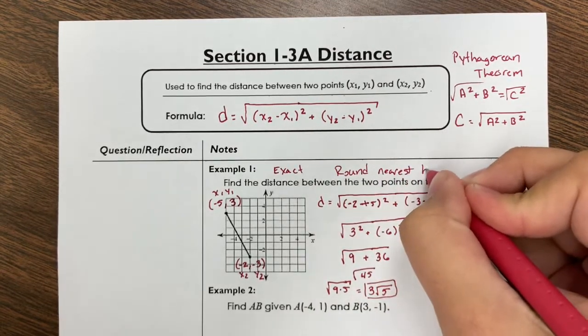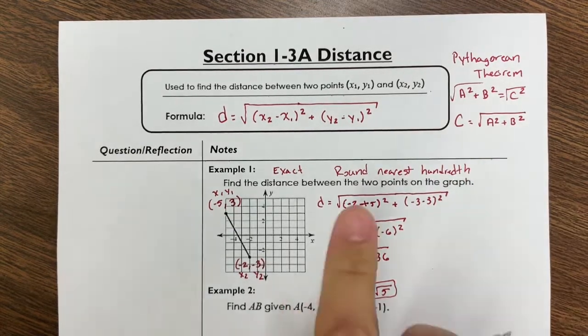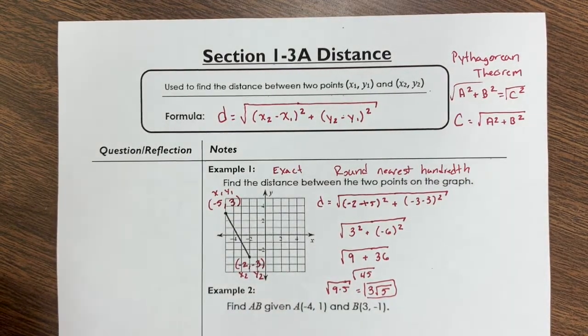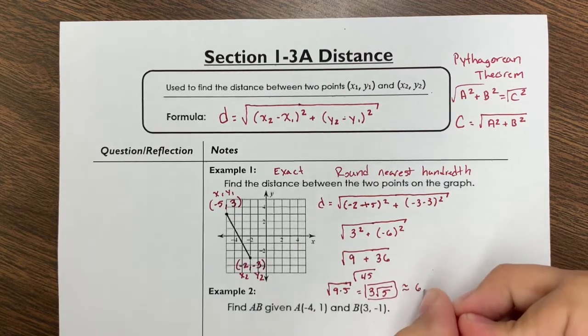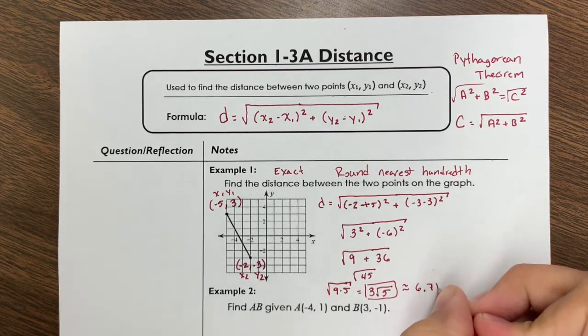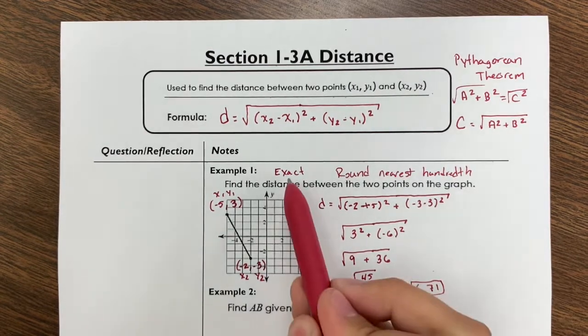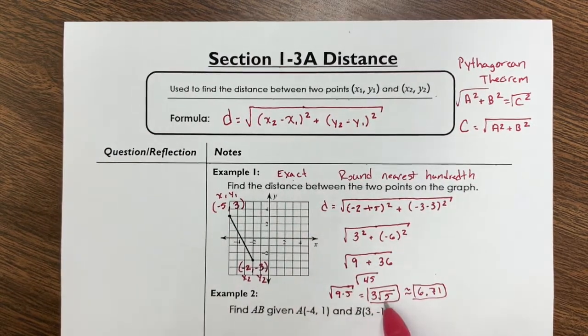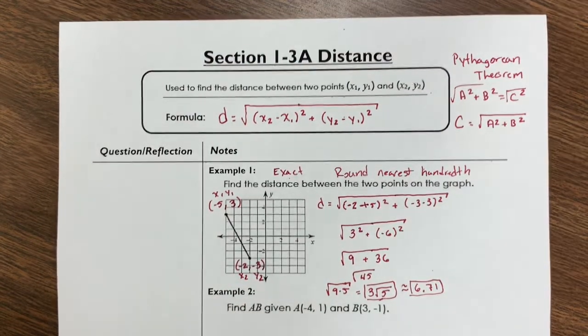Let's say round to the nearest hundredth. Well, if it says that, I need to make sure that I actually go into my calculator, take the square root of that value, and in this case, I'm going to get 6.708, so 6.71. So both of these answers are correct. You just need to be mindful. If it says find the exact answer, we want that. If it says round to the nearest hundredth, we want that. Like I said, though, this is just one way we could solve this.